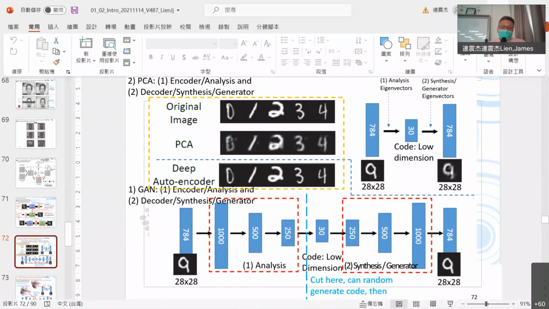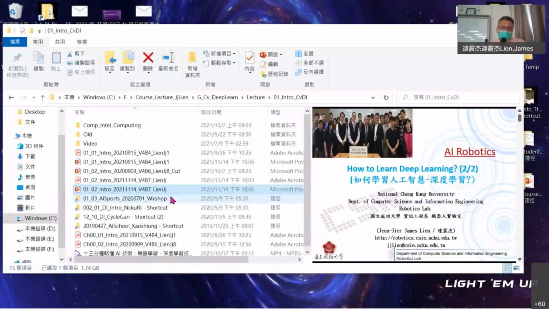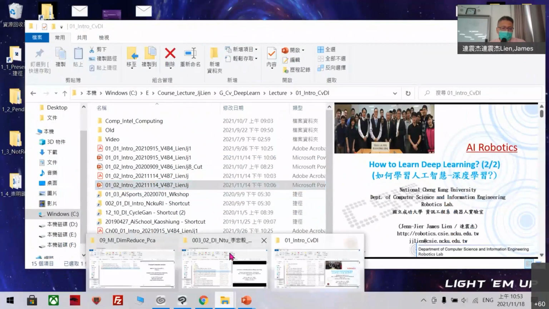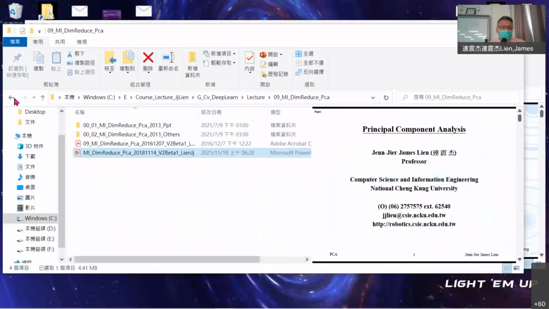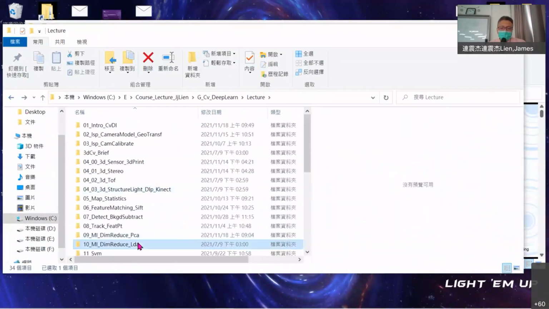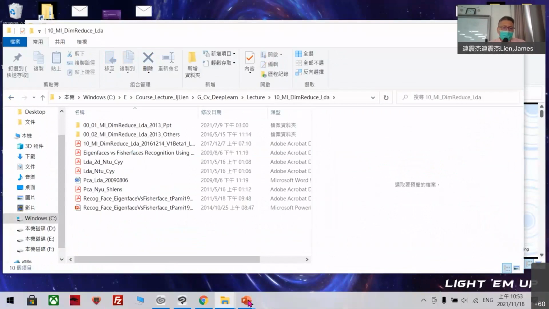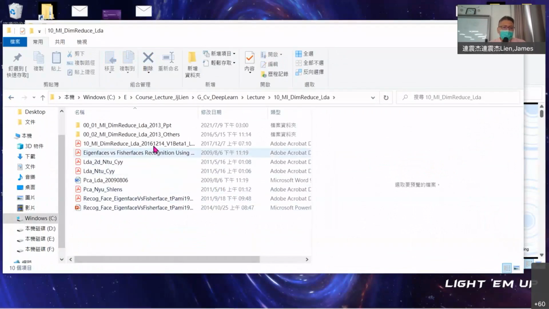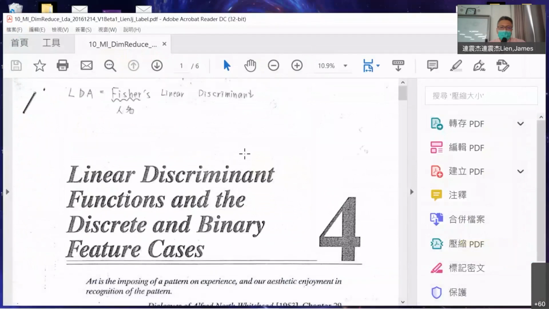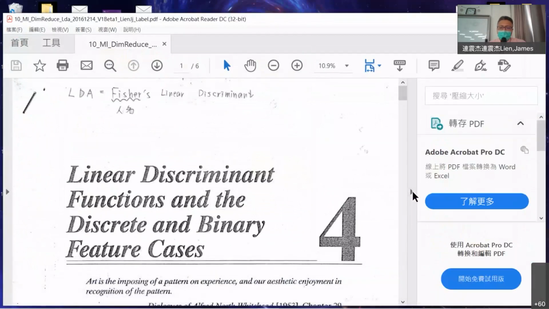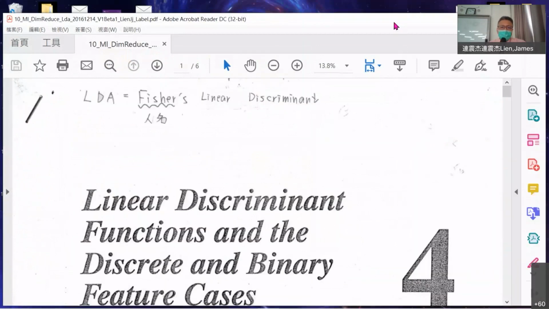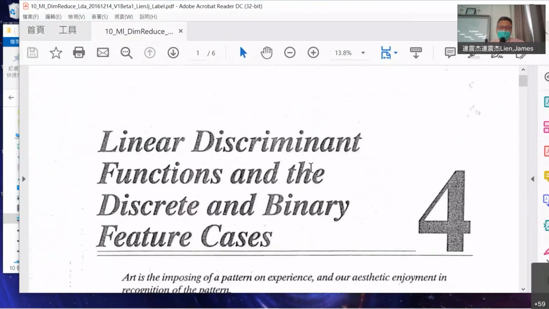So we continue. We finish the PCA and we talk about the LDA. Still have the time. This is PCA. This is LDA. So what's the purpose for LDA? Linear discriminant function.